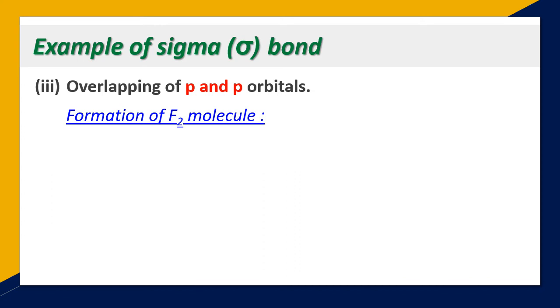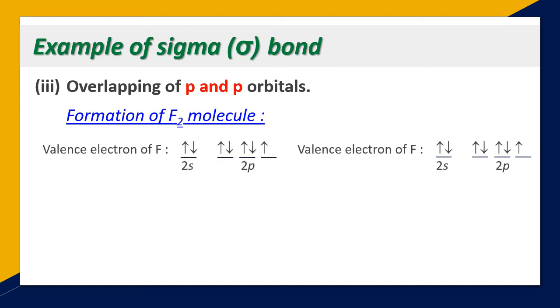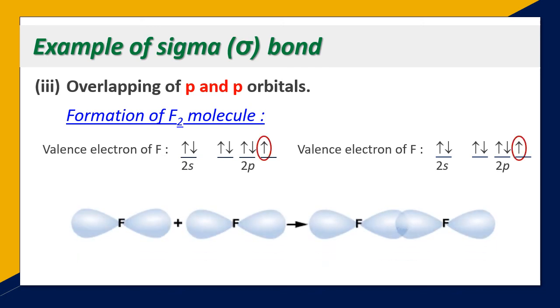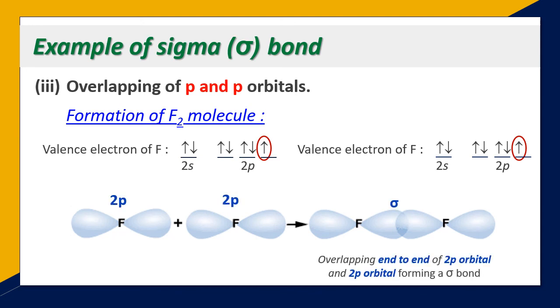Next, the overlapping between two p orbitals. Let's consider the fluorine molecule as an example. At ground state, the fluorine atom has 7 valence electrons. From the valence electronic configuration, the fluorine atom has 1 unpaired electron. The valence atomic orbitals of the unpaired electrons will overlap end to end to form a sigma bond.